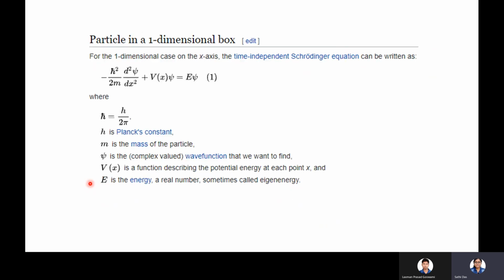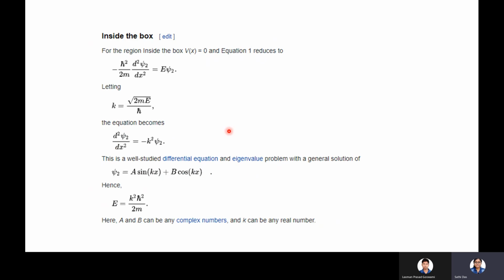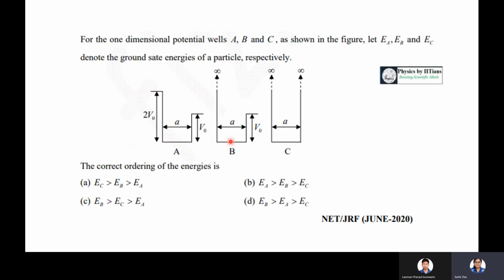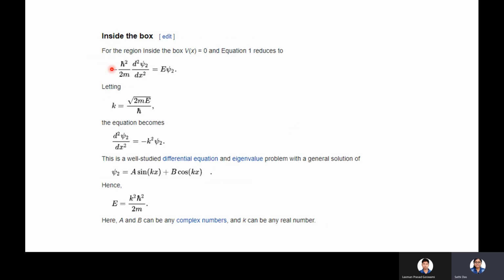Now why is the correct answer A? Suppose I am taking a one-dimensional box. First, what I have to do is solve the time independent Schrodinger equation, that is, minus h cross square by twice m d2 psi dx2 plus V(x) psi equals E psi, where V(x) is the function describing the potential at each point of x. If inside the box there is zero potential, V equals 0, the Schrodinger equation takes the form minus h cross square by twice m d2 psi dx2 equals E psi.